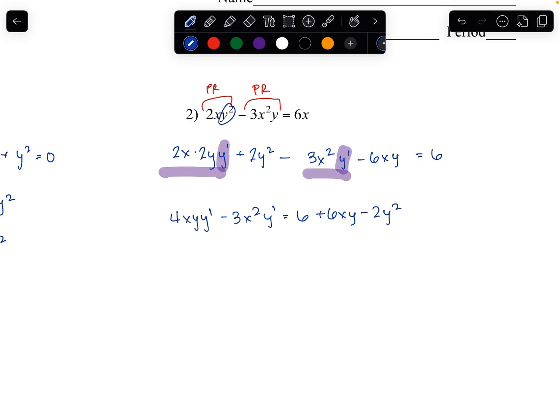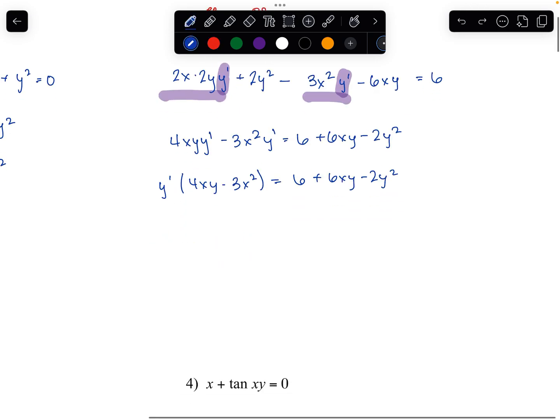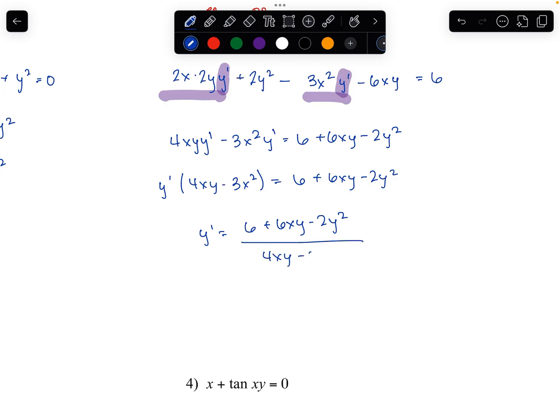And then I'm going to factor out the y prime, and then I'll have 4xy minus 3x squared equal to 6 plus 6xy minus 2y squared. And then I'm going to divide by this right here, and I'll get y prime is equal to 6 plus 6xy minus 2y squared over 4xy minus 3x squared. Okay.